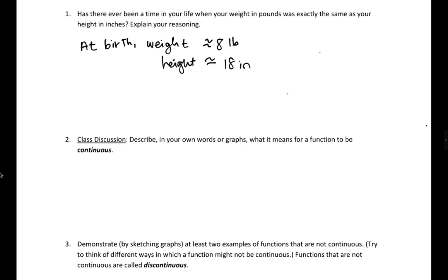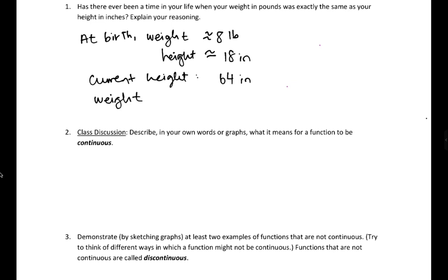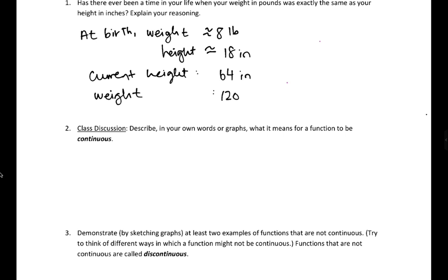So we all have different weight and height. I can do mine as an example. So my current height, I'm not too tall, I'm 5'4". So in terms of inches, that's 64 inches. And then my weight, well, whatever, let's say it's about 120 pounds. Now, like I say, we all have different height and weight, but I suspect that for all of us, our weight exceeds our height, right? We all weigh at least 100 pounds, I would think. So, yeah, that's kind of what's going on here.